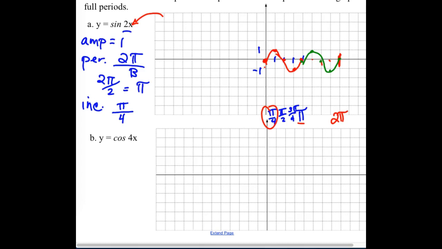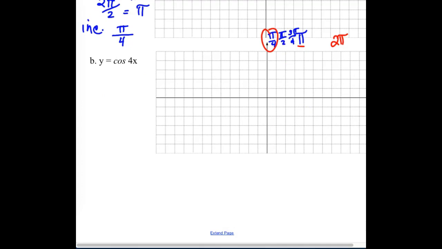All right, let's try another one. Shifting to cosine this time. Amplitude. All right, still 1. Period. We have to take 2 pi and divide it by 4, which means the period is really going to be pi over 2. Okay, so we start out having from 0 to 2 pi to fit our curve in. Then on the last example, we scrunched it down from 0 to pi. Now we're scrunching it down even further. We're saying from 0 to pi over 2, we have to fit that whole curve in.